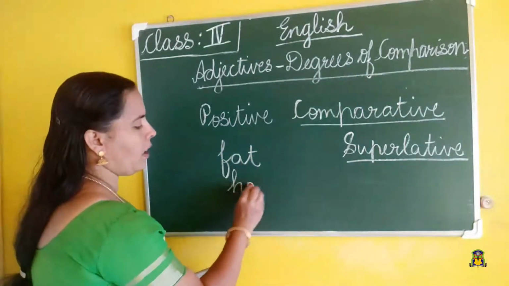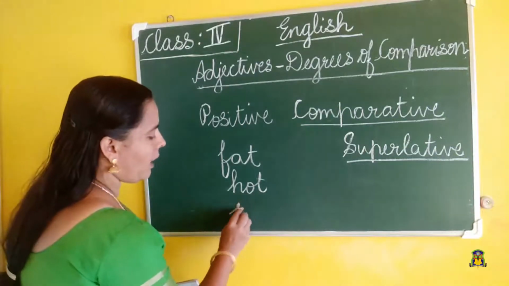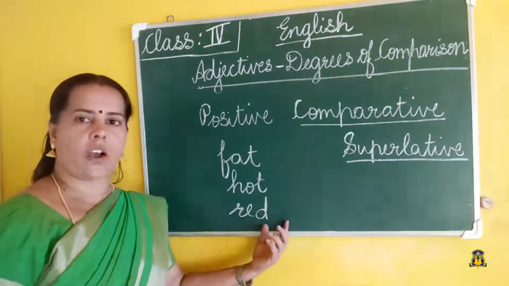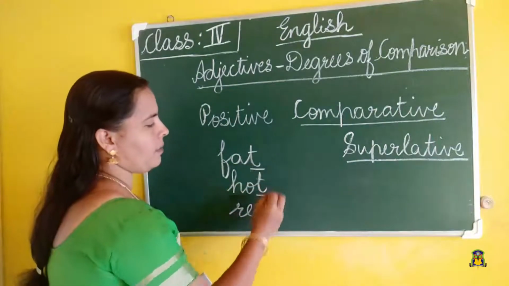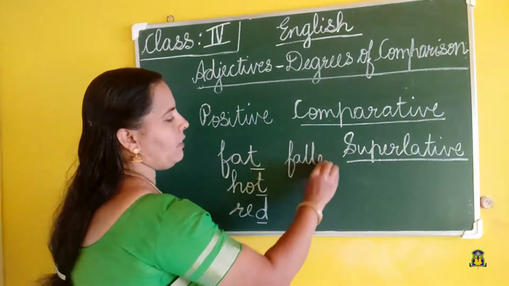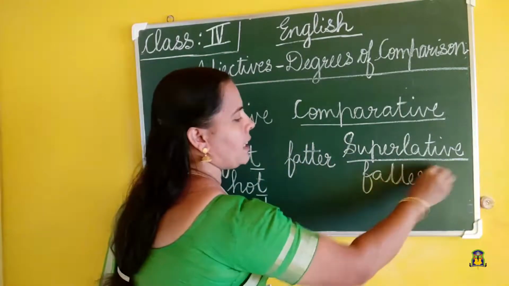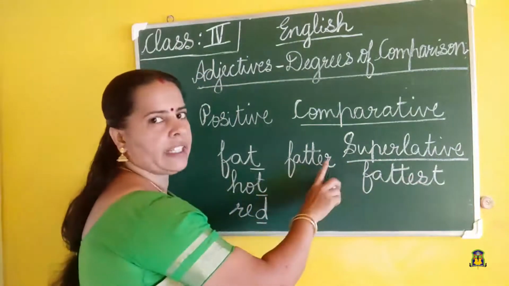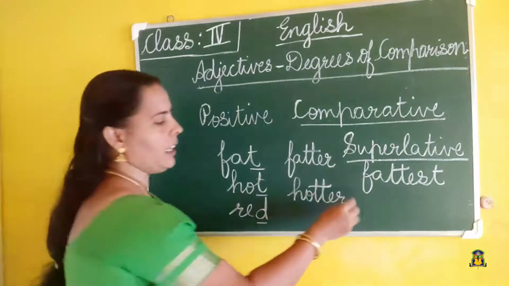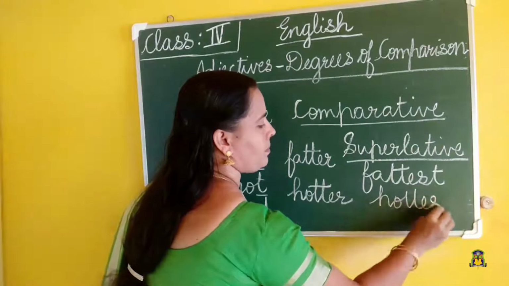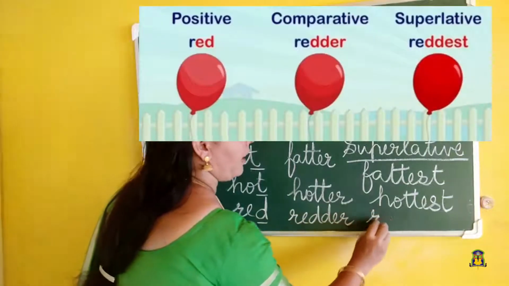Then hot. Ends in a consonant and before that there is a vowel. Then red. Okay, it ends in a consonant and before that there is a vowel. For all these words, we will double this. In comparative degree, we will add ER. And in superlative degree, we will add EST. Okay, double the letter and add ER and EST. Likewise, hot, hotter, H-O-T-T-E-R. And hottest. Okay, red, redder, reddest.